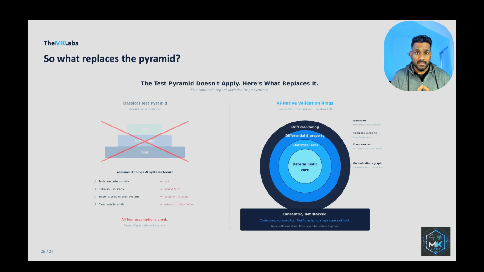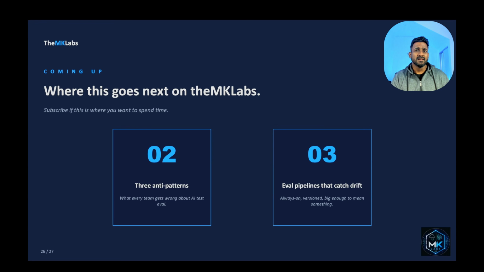This isn't about more tests, it's about better truth signals. Concentric instead of stacked. Continuous instead of one-shot. Multi-oracle instead of single source of truth. None of these rings is sufficient alone. They cover the system together, to be honest.